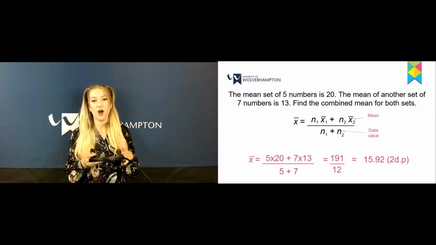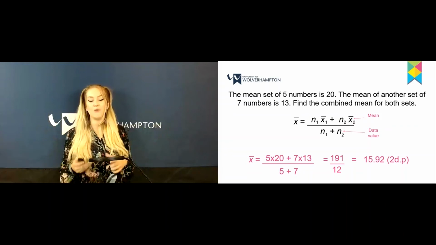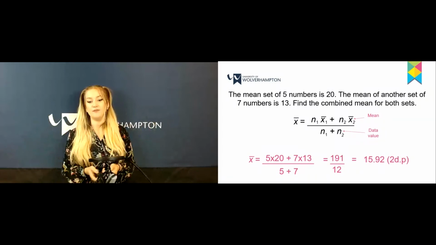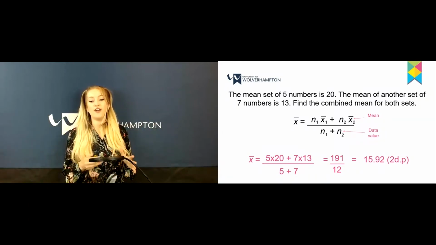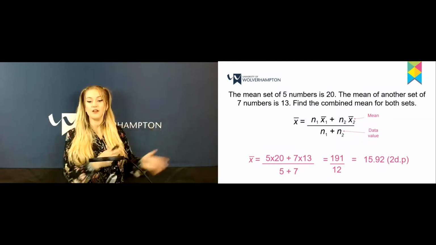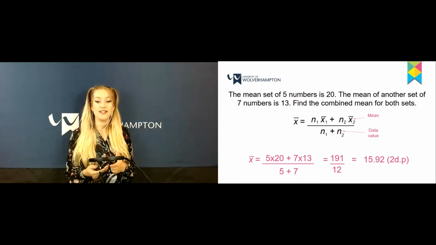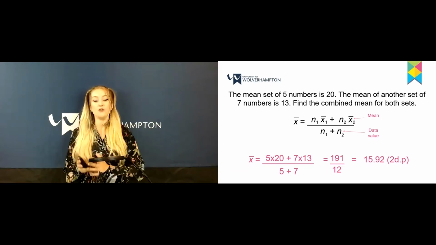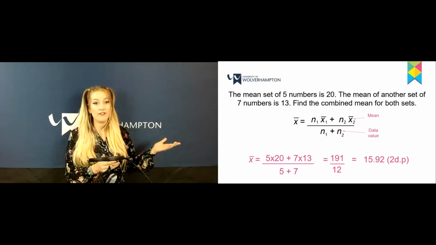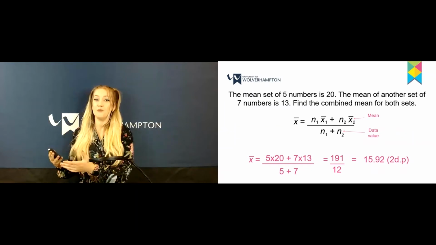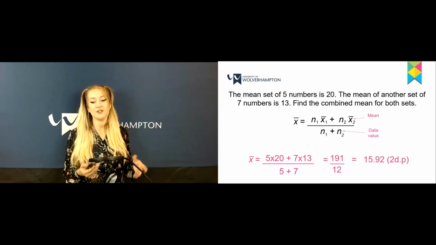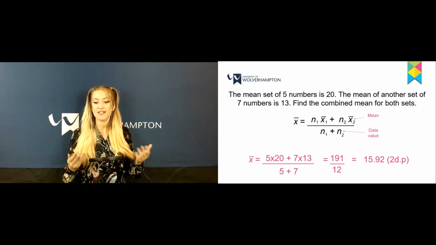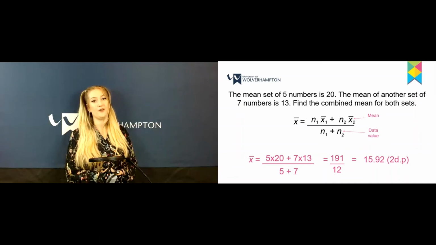So we have our X bar, which means the mean, and then we turn that formula into the values that we have already. So this would be 5 times 20 for the first lot of data, plus 7 times 13 for the second data set. And then we divide by the total set of numbers for the first data set, so 5, plus the second data set numbers, 7. And that gives us, simplified, 191 divided by 12, which is then 15.92.